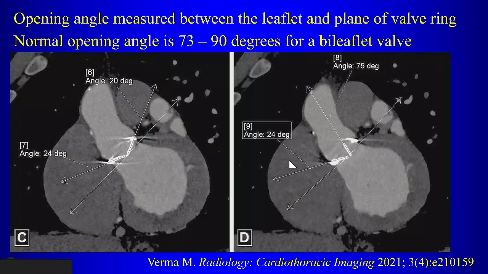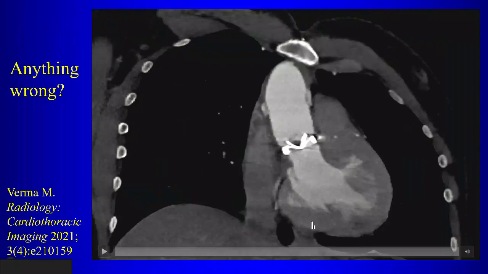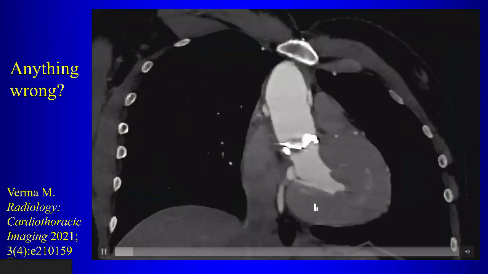Okay. Now you can measure the opening angle of these. So what's the opening angle? It's the angle that the leaflet makes in the completely open position with the plane of the valve, right? And ideally, it should be close to 90 degrees. If you think of that, when it's open all the way, it should be 90 degrees. It allows completely unimpeded blood flow. So the normal opening angles are between 73 and 90 degrees for a bileaflet valve. So this also you can evaluate very nicely with CT.